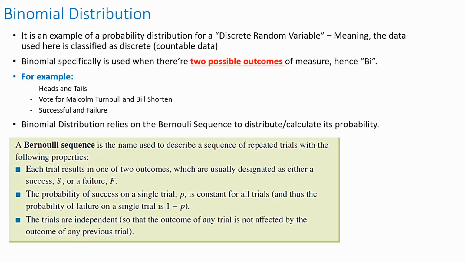So what is a Bernoulli sequence? It follows this idea that every time you do a trial, the probability is the same. But the probability of this event happening does not require the probability of the event before. It doesn't matter, it's independent. Not only that, there are only two outcomes. That's what a Bernoulli sequence is.